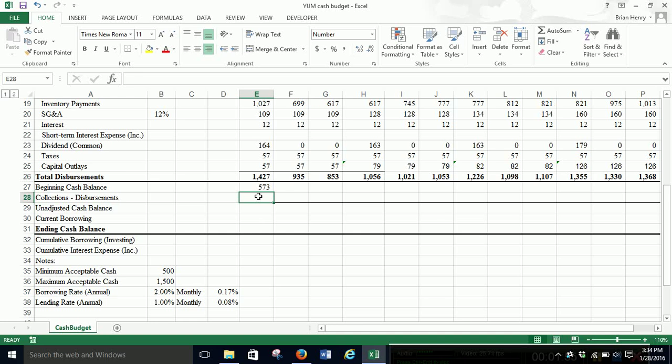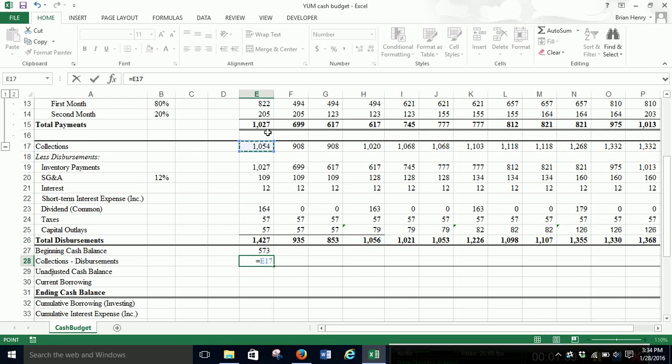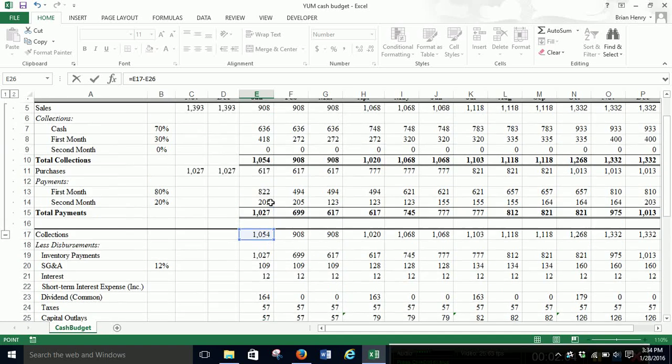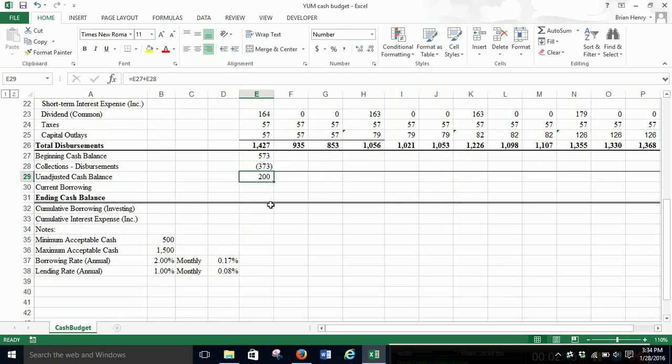So collections minus disbursements, we've already done that. So here's collections minus disbursements from before. So we have that, and then unadjusted cash balance just sums those two. Alright, so at the end of January we only have $200 million on hand.